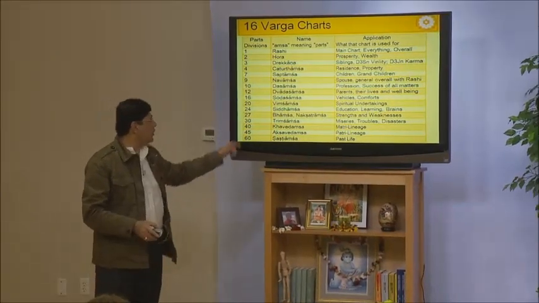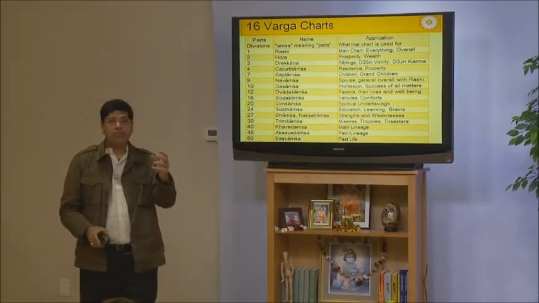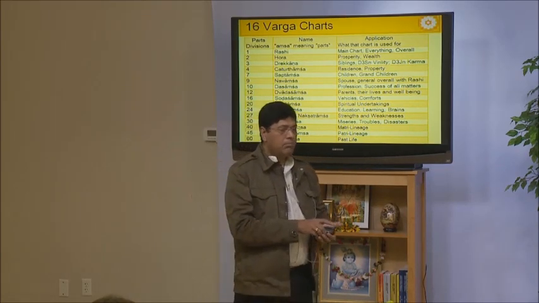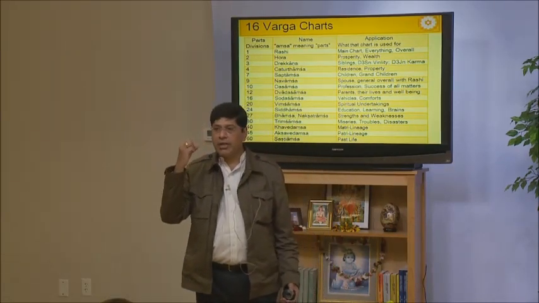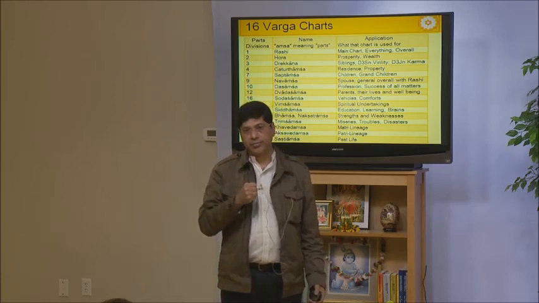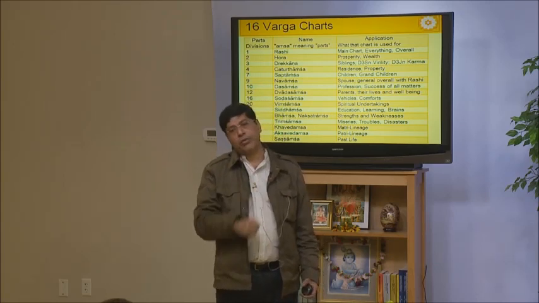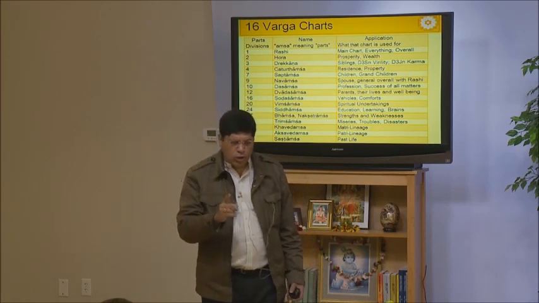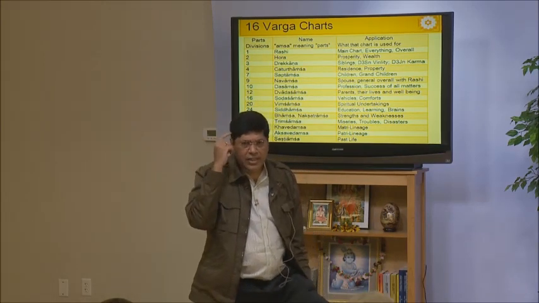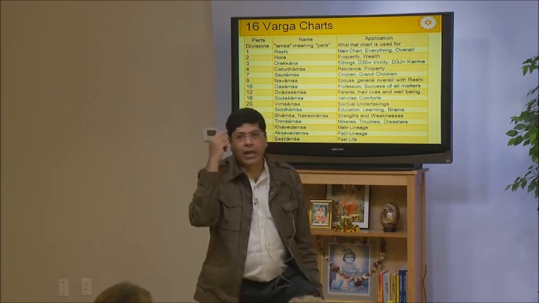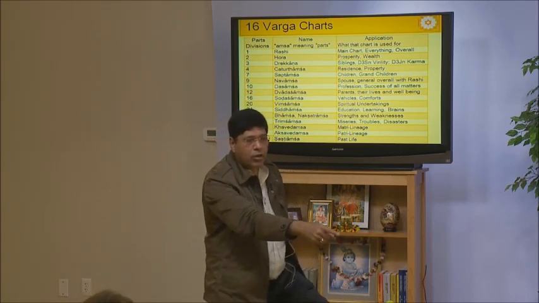Then we have a D27 chart called the Bhamsha. Bhamsha really tells us what are your mental strengths and weaknesses. Where are you weak? What do you need to do to get over your weaknesses? Because all weaknesses are first in the mind before they manifest. You first become an alcoholic in your head before you become an alcoholic in the pub.